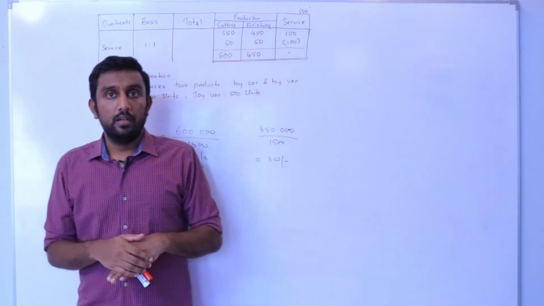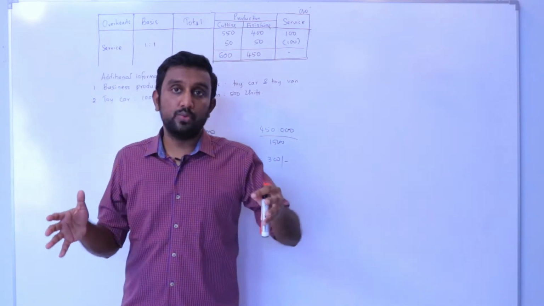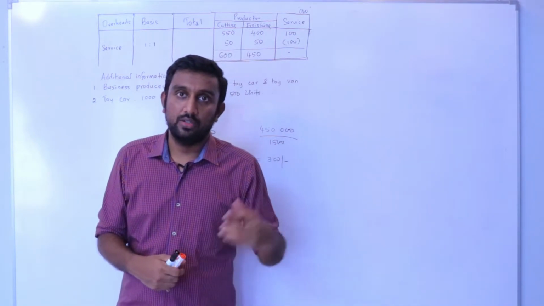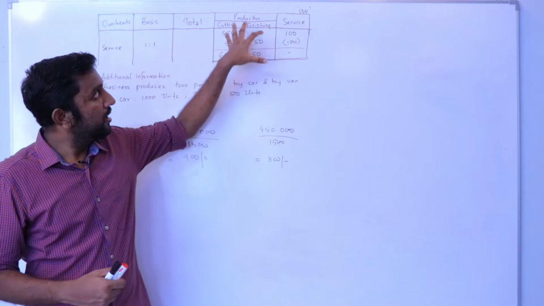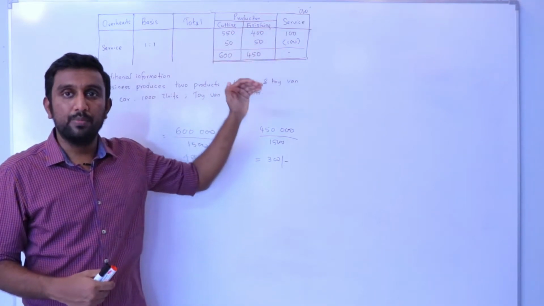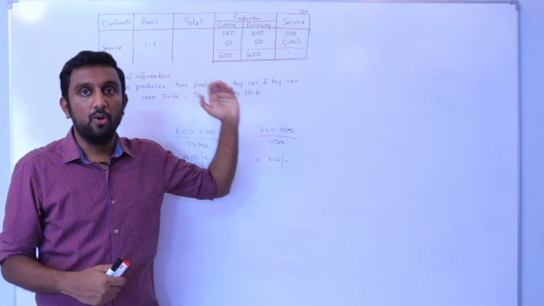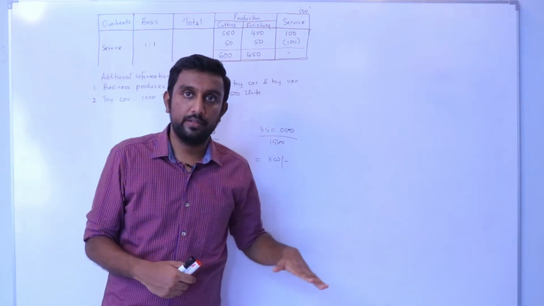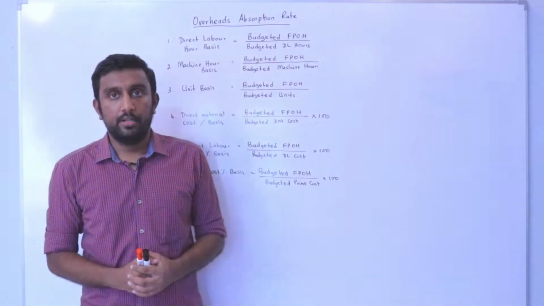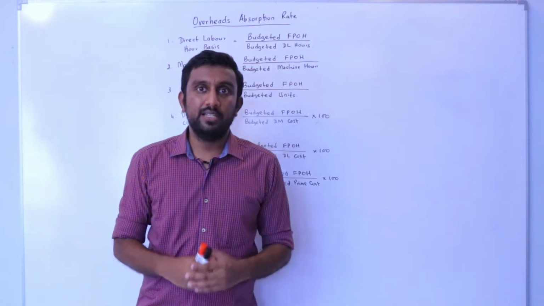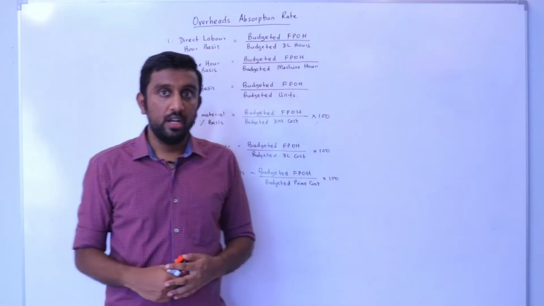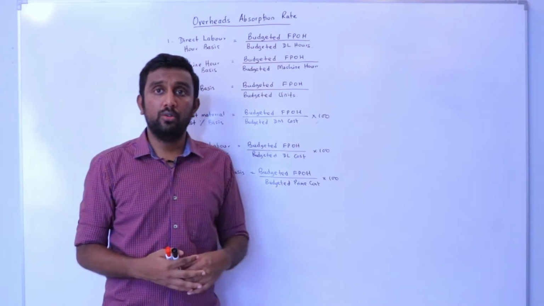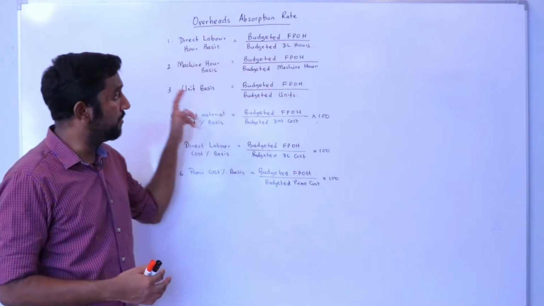In absorption, we have two things. First one is OAR, overheads absorption rate. So after this table, you have to find the OAR, which is overheads absorption rate. Fine, right? So I'm introducing OAR. We do have 6 methods or 6 formulas to find OAR. Right, so these are the methods we have.